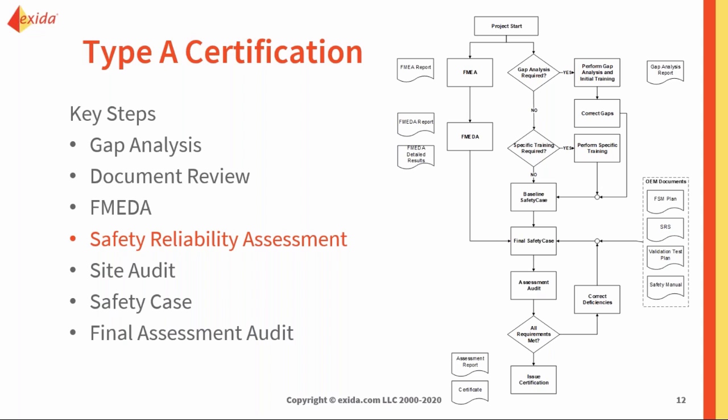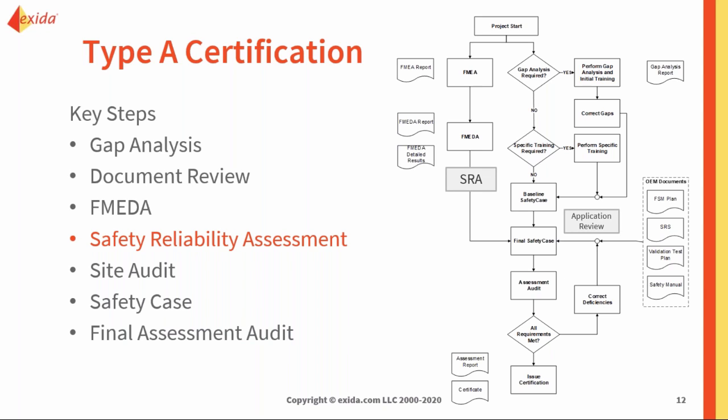This is our typical flow chart for certification, and through it, we do our gap analysis, our initial safety case, our FMEDA, our site audit, our final safety case, and then we send out our documents. But now we have our SRA involved, and that comes into play right after the FMEDA, as I talked about. We'll do our FMEDA as normal, and then do that deep dive into what makes you special, what makes you better than the others.